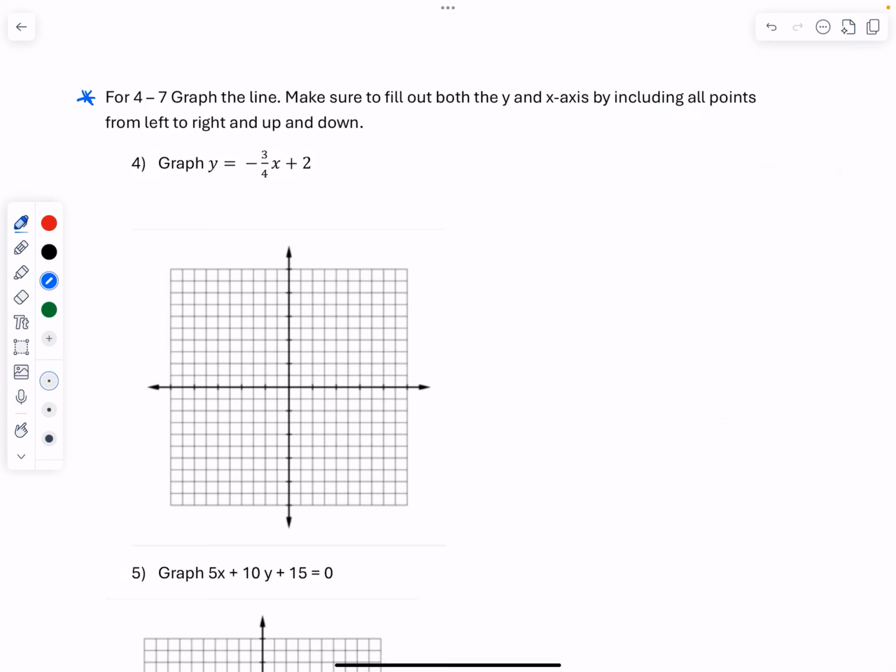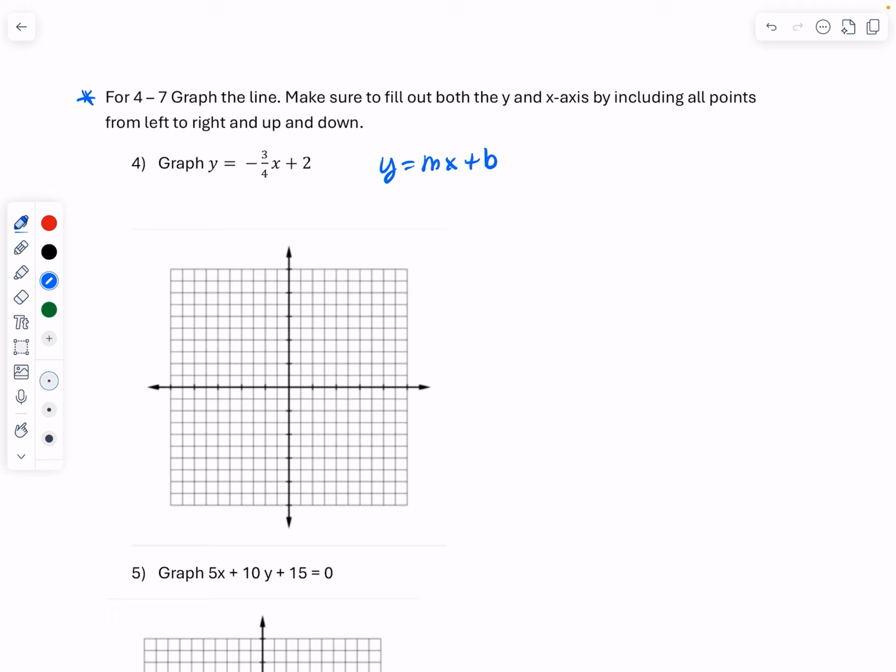This is a Unit 2 review for MAC 1105. I'm going to go ahead and do questions 4 through 7. The directions for 4 through 7 say graph the line. Make sure to fill out both the x and y axes before including all points from left to right and up and down.